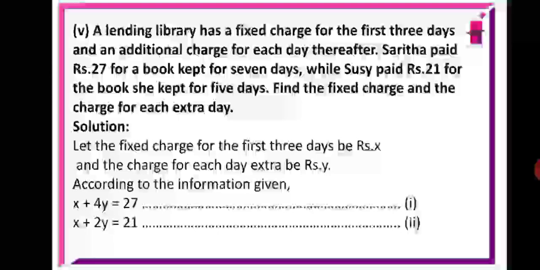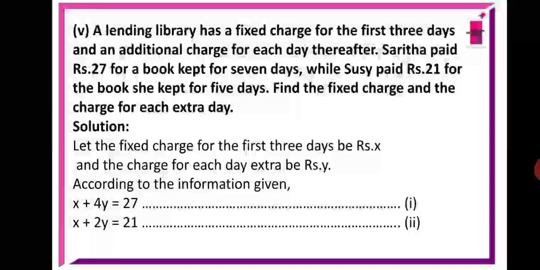You can see one question here. A lending library has a fixed charge for the first 3 days and an additional charge for each day thereafter. Sarita paid 27 rupees for a book kept for 7 days. Now you can see the first 3 days are a fixed charge and each additional day has an extra charge. So 7 days can be calculated as 3 plus 4. The first 3 days it is x rupees and the next 4 days is y rupees.